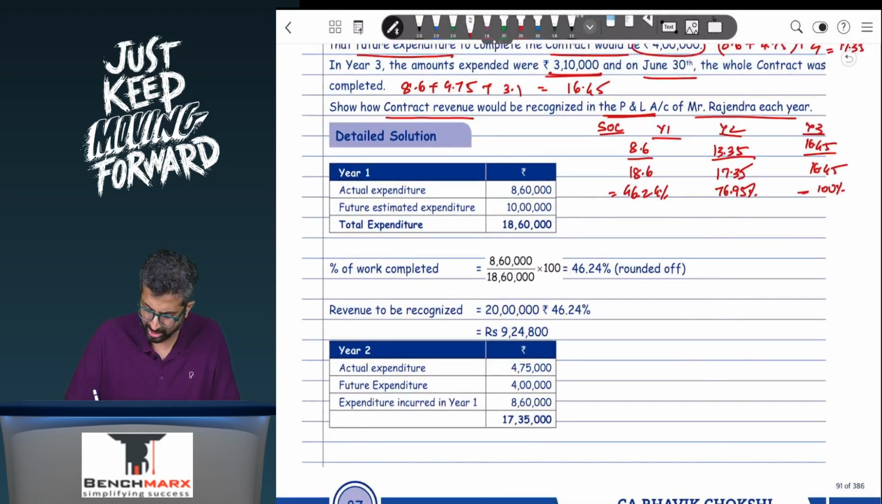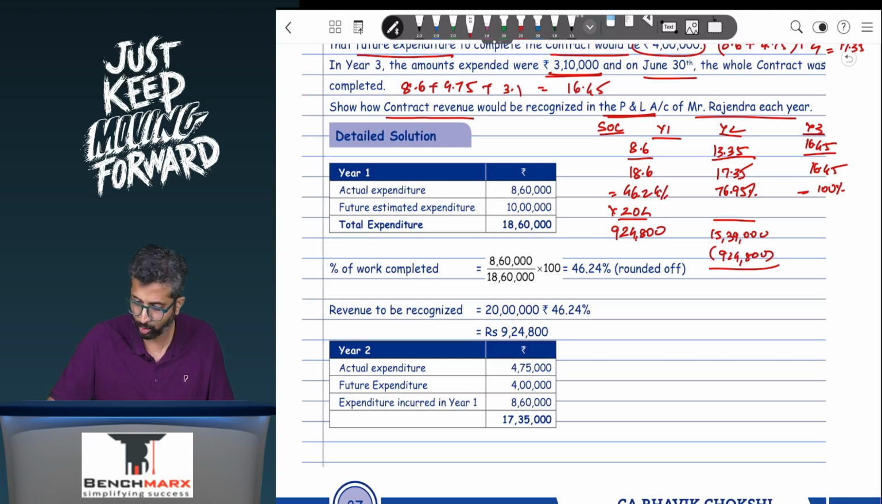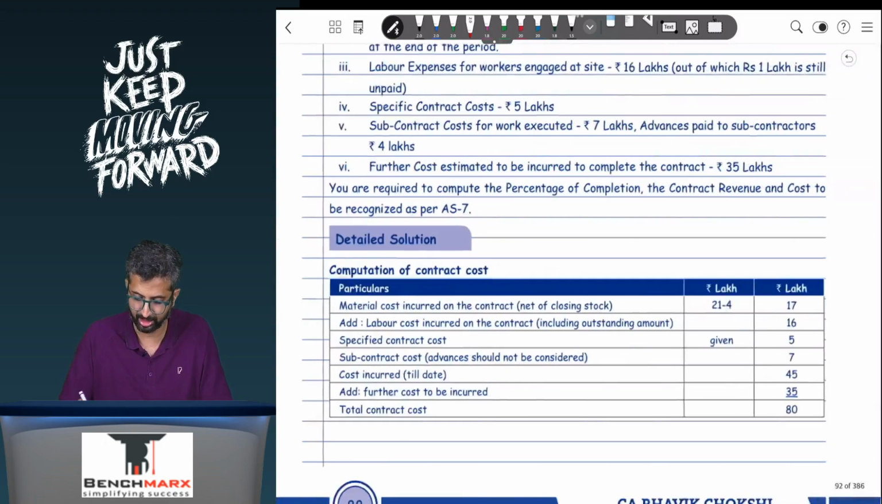So your revenue to be recognized in each year will be 20 lakhs into 46.24%, which comes to around 9 lakh in the first year. If I take 20 lakhs, this is 9 lakh 24,800. When I do 20 lakhs for the second year, this is 20 lakhs into 76.95%, which comes to around 15 lakh 39,000, out of which earlier recorded was 924,800, and hence minus 924,800 comes to around 6 lakh 14,200. In the same way you will do the working for the second year and the third year.